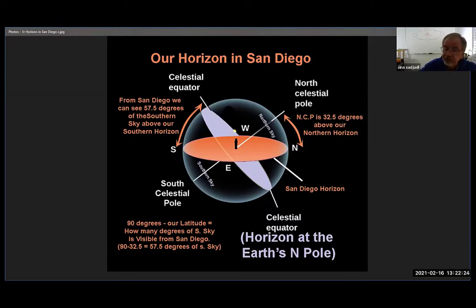So how did you get 35? You said if England was 55 degrees north, you say 90 minus 55. That gives you 35 degrees of southern sky. Right. All right. So two things. How many degrees of southern sky is visible from a given location? Or you can say how many degrees of northern sky is visible.